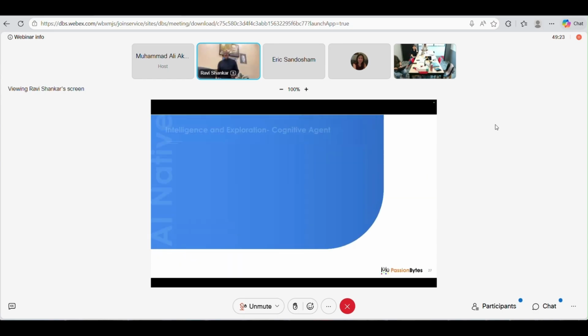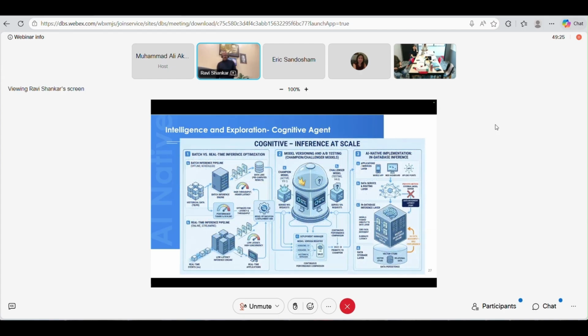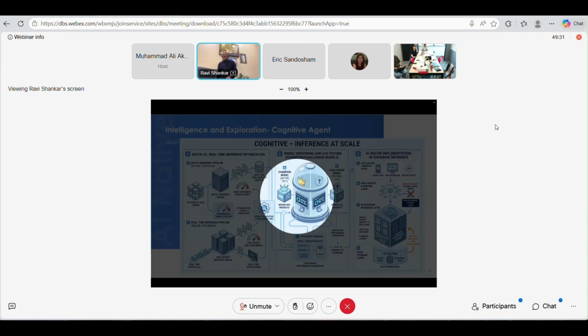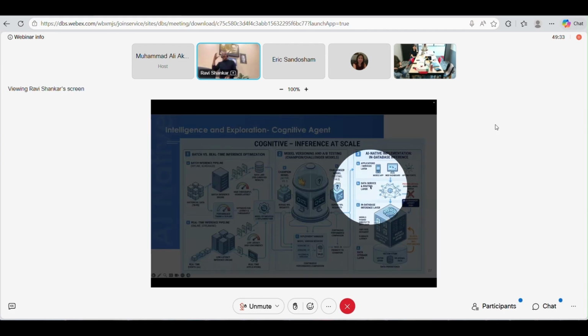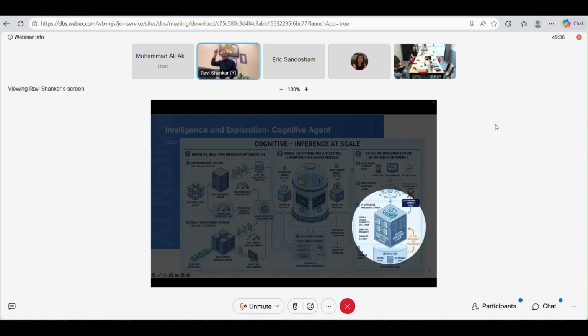And now, there is intelligence and exploration. And one of the greatest factors that I would like to see in the future is, just like the MapReduce framework, where you moved computation to data, can we move the model to the data?